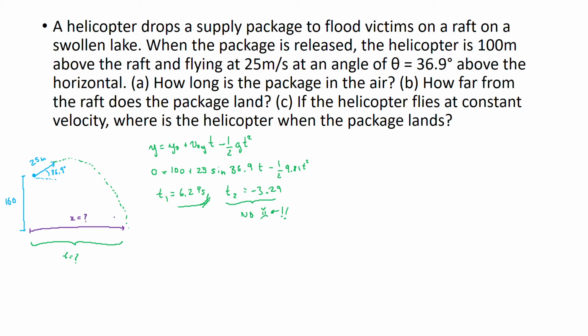Remember that the velocity and displacement in x has no acceleration, so velocity is constant. So we know that x equals initial position in x plus the initial velocity in x times the time. Initial position is 0. Velocity in x is v0 cosine of theta times the time. That is going to be 0 plus 25 cosine of 36.9 times the time we just found, 6.29, and that is going to be 126 meters. So that's the answer to part B.